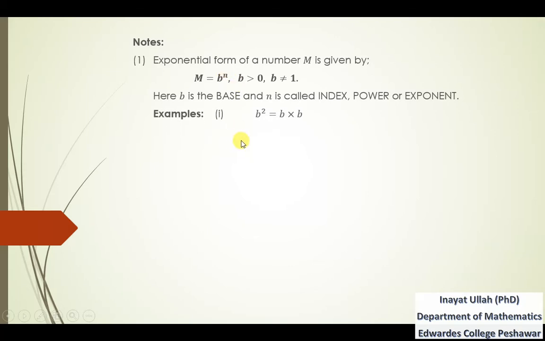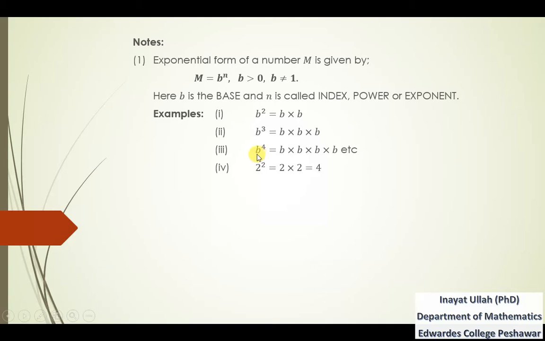For example, b square. So b is the base and 2 is the index or power or exponent. B square means b multiplied by b. Similarly, if we multiply b 3 times, that is b cube. And if we multiply b 4 times, that is b power 4. So b power 4, b cube, b square, all these are exponential forms.